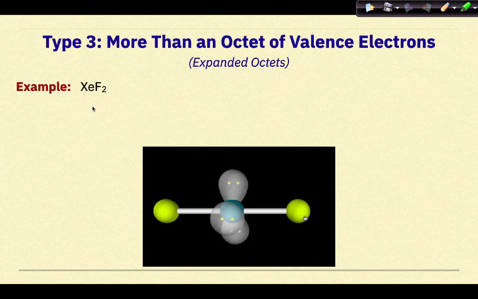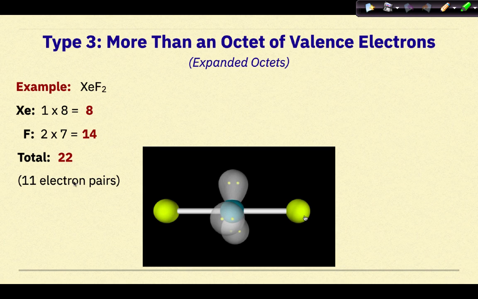Now let's look at an example of XeF2. Yes, we are working with a noble gas. Yes, some noble gases can bond with, well, really fluorine. So we have one Xe, 8 valence electrons, so a total of 8 to work with. 2 fluorines, 7 valence electrons apiece for a total of 14 electrons. Add them together, we get 22 electrons for a total of 11 electron pairs.